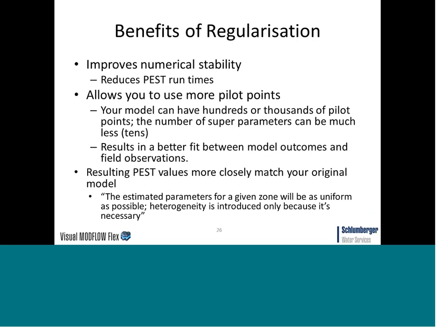You select a subset of parameters, which are called super parameters, and that's typically much less than the total number of pilot points. And this results in a better fit between the model outcomes and the field observations. By following regularization techniques, this results in PEST values that more closely match your original model input parameters or your original assumptions. In general, PEST will only adjust the parameter heterogeneity as needed. So the estimated parameters for a specific zone will be as uniform as possible, and PEST will only introduce heterogeneity because it's necessary.